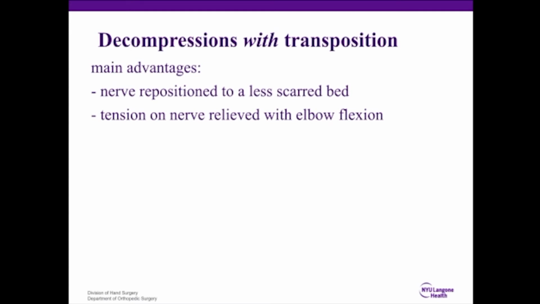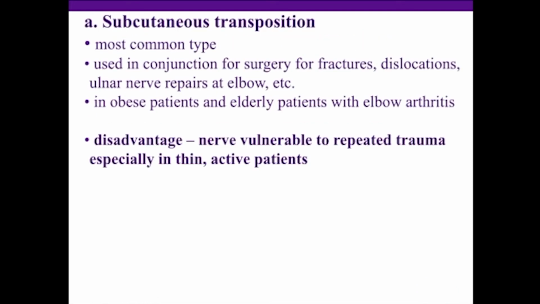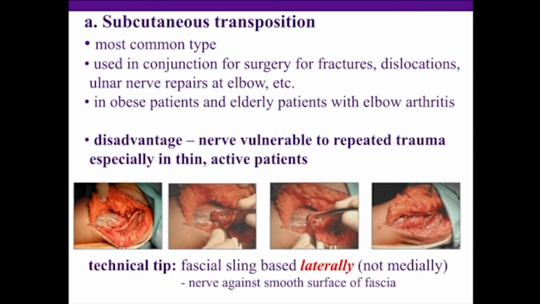Decompressions with transposition, the main advantages are that the nerve is repositioned to a less scarred bed, and that, more importantly, tension on the nerve is relieved with elbow flexion rather than increasing. It's also used in obese and elderly patients with elbow arthritis, and subcutaneous transpositions are the most common type. And as I said, it's used in conjunction with surgery for other problems and used in obese and elderly patients. The disadvantage is that the nerve is vulnerable to additional trauma, especially in thin, active patients.